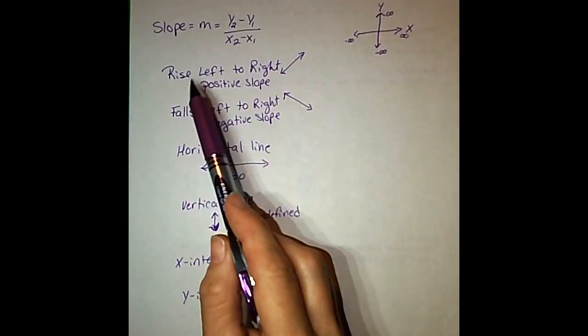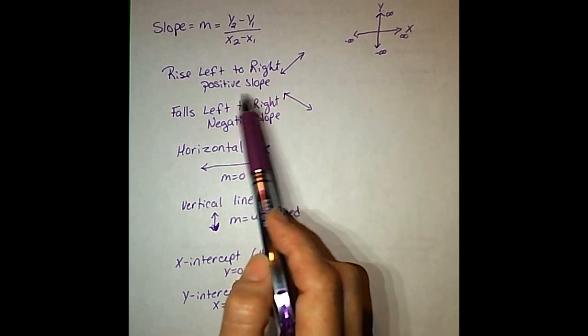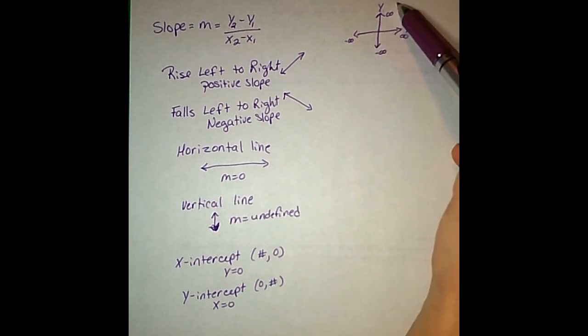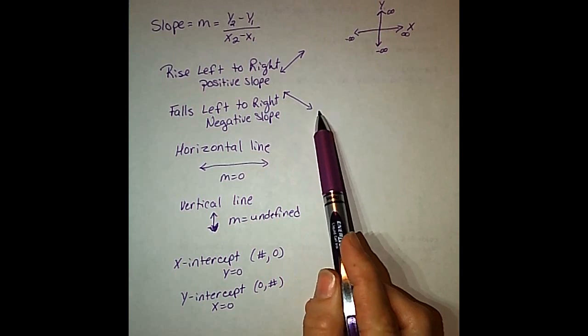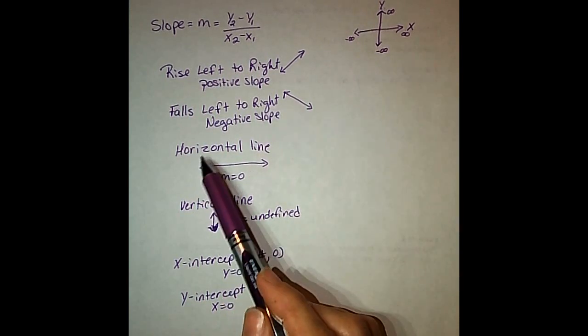Whenever we're reading the line, if the line rises left to right, it's a positive slope. Makes sense, right? We're going from the negative values up to the positive. If the line falls left to right, it's a negative slope. Makes sense. We're going from positive values down to negatives.